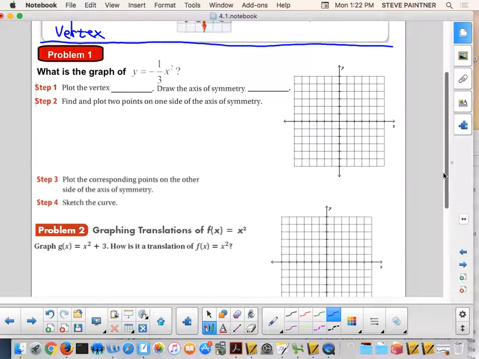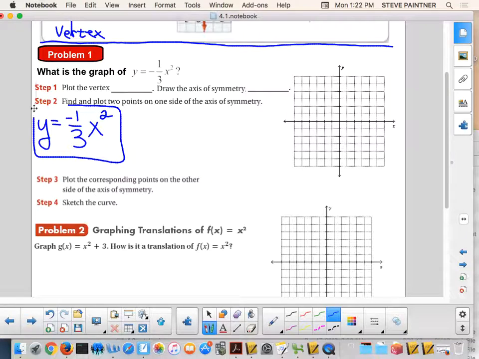Okay, let's graph. So your first one is to graph y equals this, right? Okay, well, the first thing you have to look for is this kind of stuff. I don't want to turn the lights on you. Can you see the board or not? Yeah. You sure? All right.